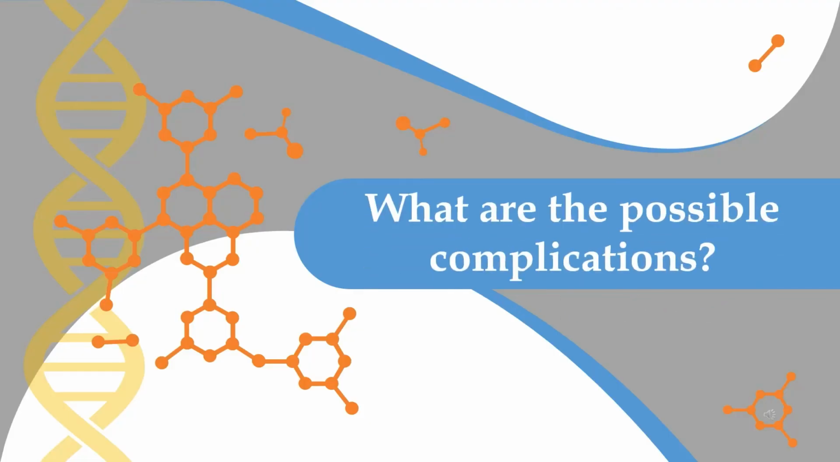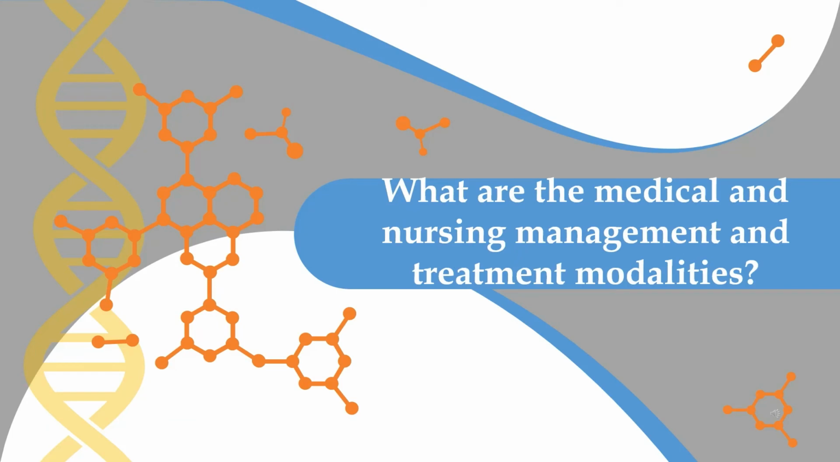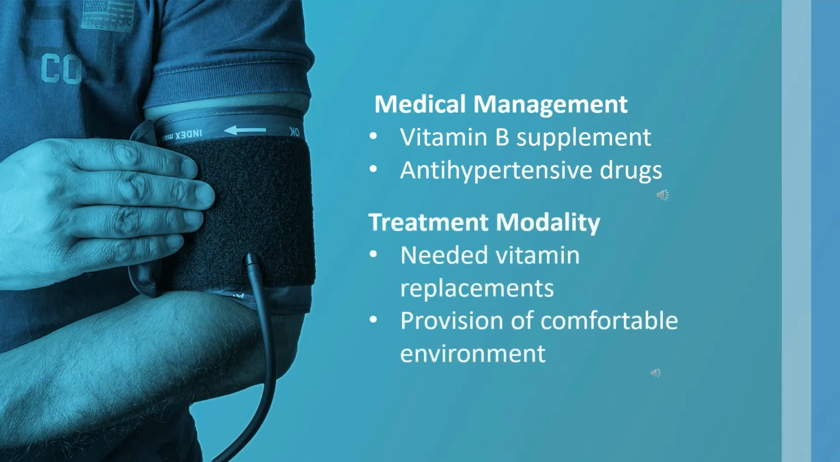Next, what are the complications of hyperhomocysteinemia? Complications could include osteoporosis, Parkinson's disease, dementia, myocardial infarction, stroke, cardiovascular disease, epilepsy, and end-stage renal disease. So, what are the medical management, nursing management, and treatment modalities of hyperhomocysteinemia? For the medical management, there is vitamin B supplement and antihypertensive drugs. And for the treatment modality, needed vitamin replacements could be used and provision of a comfortable environment.